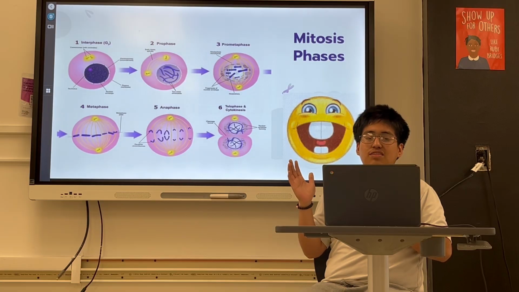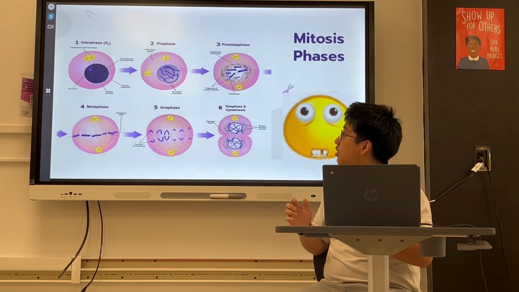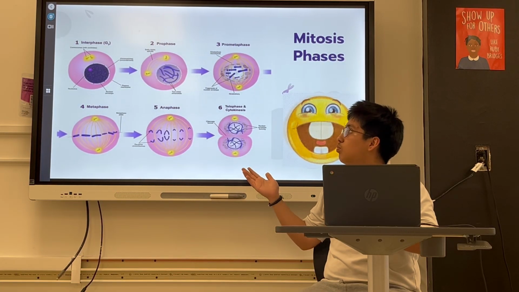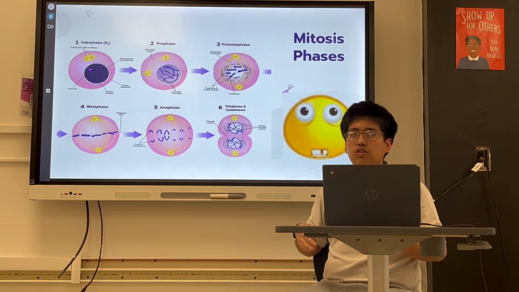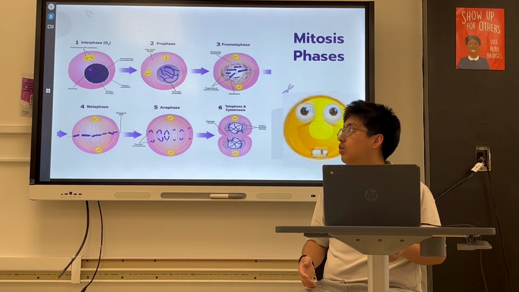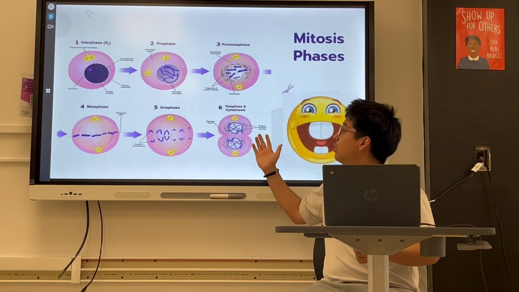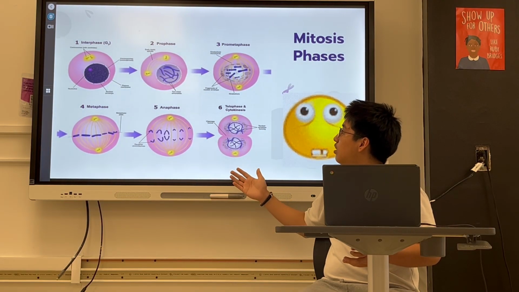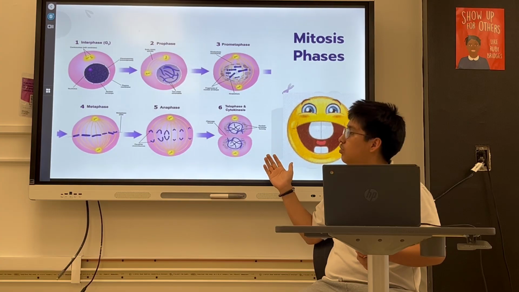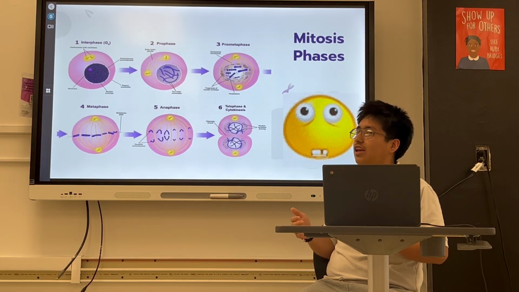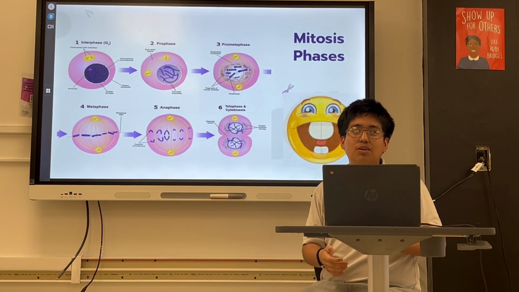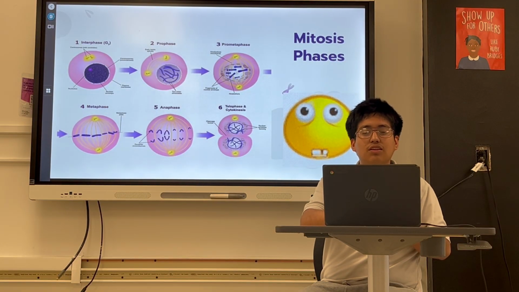Mitosis has many phases in its code. It has 6 phases that we see. One already explained, interphase, which is G0, G1, and G2. And then we undergo prophase, prometaphase, metaphase, anaphase, telophase, and cytokinesis. It is kind of tedious to understand. It looks long, but once you get the understanding of it, it's kind of basic.